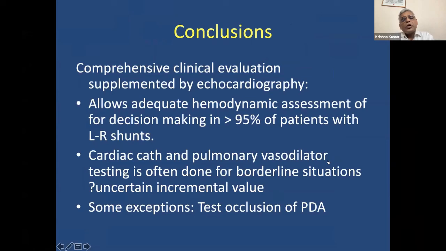So to conclude, comprehensive clinical evaluation, X-ray, ECG, supplemented by echo, allows you to classify a vast majority of patients. In our experience, more than 95%, depending on the profile of patients that come to us. For us, it's mostly infants. And patients who are borderline, you need to do a cardiac catheterization, and you need to be very thorough and do vasodilator testing. Even if it's of uncertain incremental value, it adds to the database and makes you more confident with your decisions.